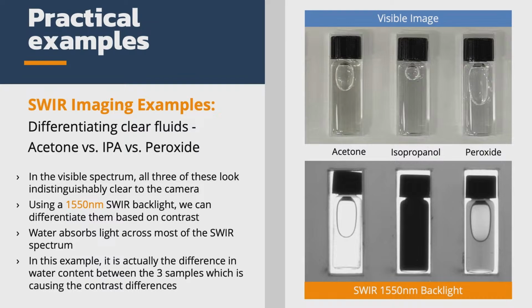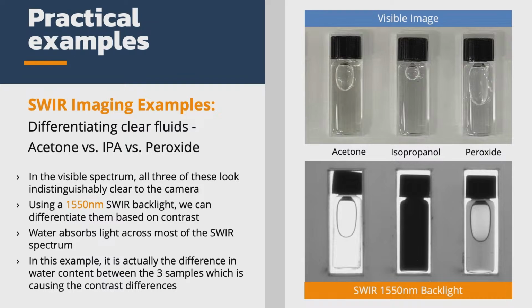In this case, there are 3 clear fluids, and you can see from the top visible image a little bit of difference. But if we put these on our 1550 nanometer backlight again, you'll notice that the 3 fluids, which were clear, the acetone, the isopropanol, and peroxide, some of them turn darker and start becoming opaque. In fact, the acetone stays perfectly clear, the isopropanol gets the darkest, and the peroxide is somewhere in between. And that's because each of these is acting differently with the SWIR light.